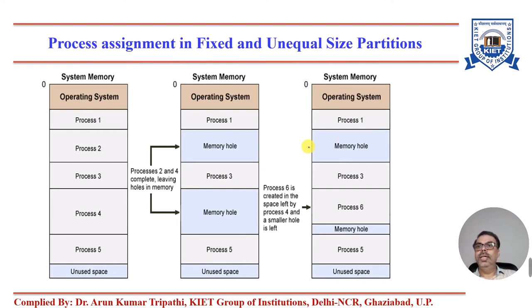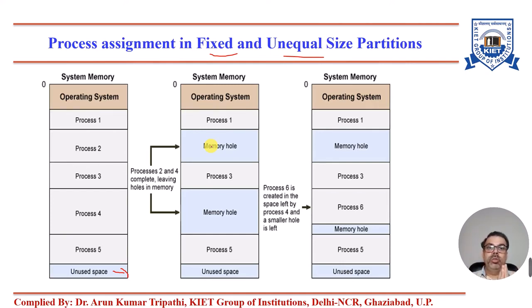Now, here, how the process is allocated into the memory location when partitions are fixed and of unequal size. Initially, processes 1, 2, 3, 4 and 5 are allocated into the partitions, and this is the free or unused space. Processes 2 and 4 complete and leave a hole in the memory. When a process leaves the memory, the space that it leaves is known as the hole. H-O-L-E. So it is known as the hole.